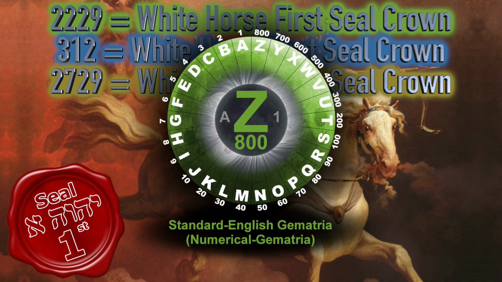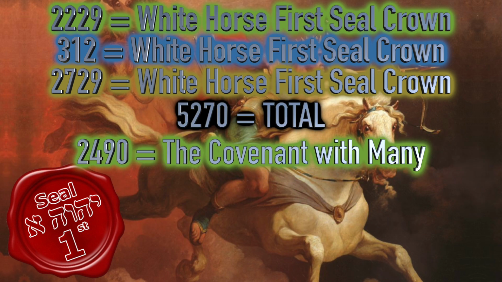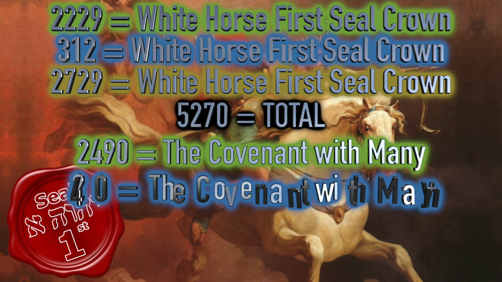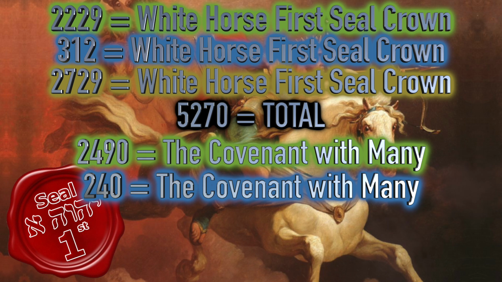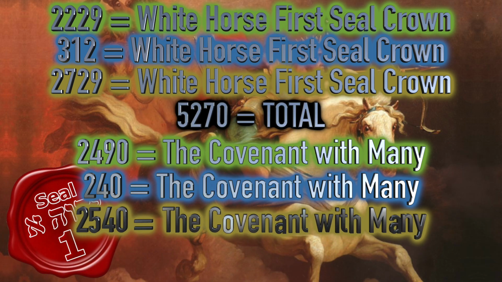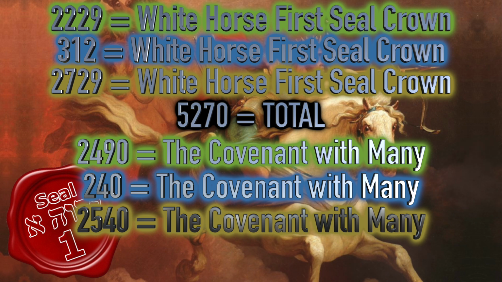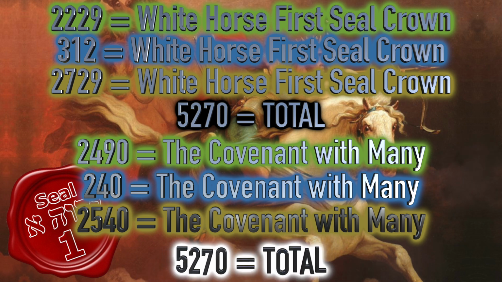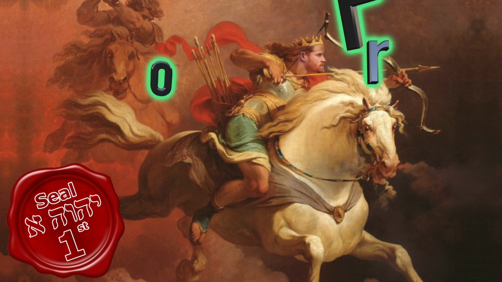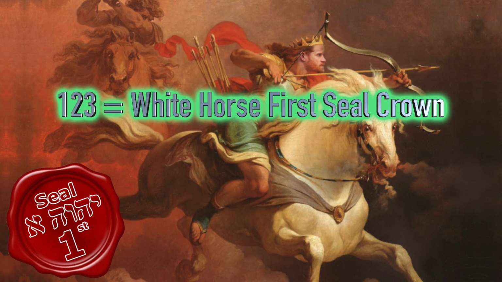Also equaling 5,270 is the following combination. Using Standard English Gematria, the covenant with many equals 2,490. And using Ordinal English Gematria, the covenant with many equals 240. And using Jewish Old English Gematria, the covenant with many equals 2,540. If we add these numbers up together, we get 5,270.